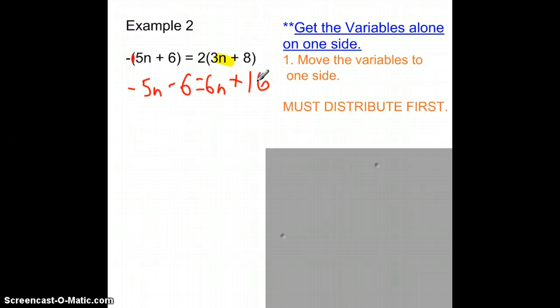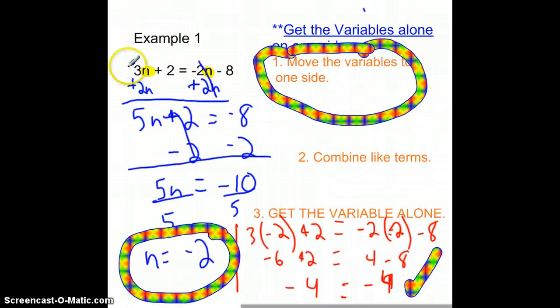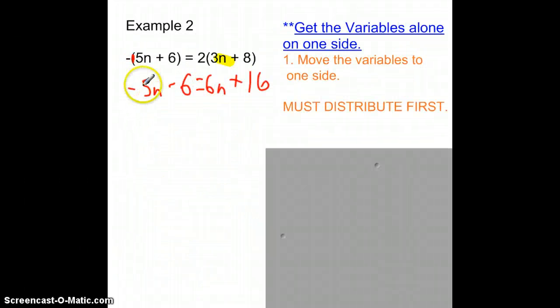Alright, now we've got to get the n's to one side or the other. This time I'm going to move my n's to the right side. The reason I've chosen that is I see that I have a positive n on this right side, and I have a negative n on my left side. So I can make life a little bit easier for me if I move this negative over here to become positive and join this positive n. It just happens to work out that way. Just like in this one here, I had a positive n here and negative n there, knowing if I move this n over, it'll be positive and positive. Sometimes it's a little easier to deal with.